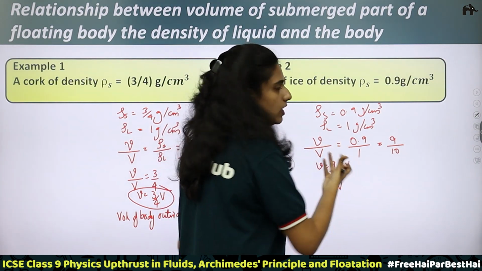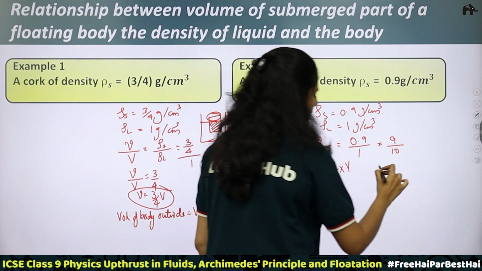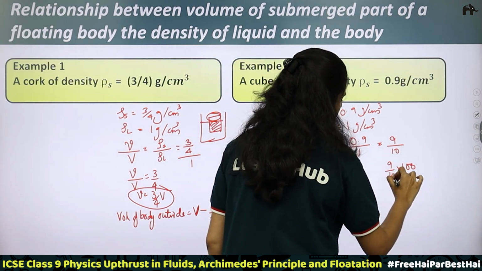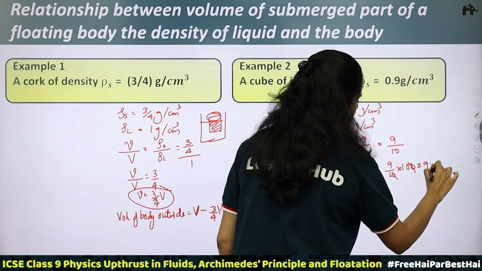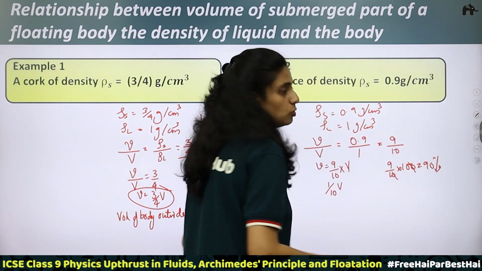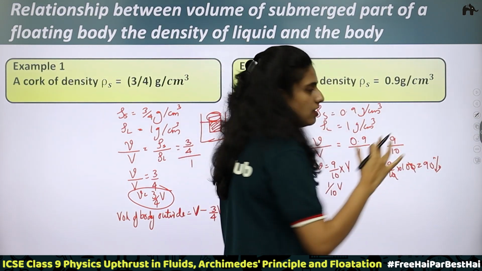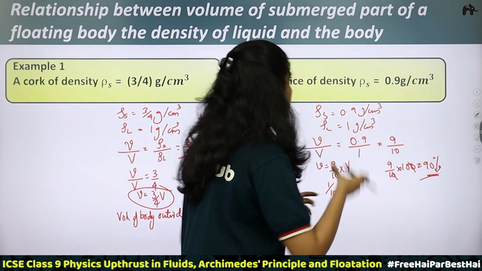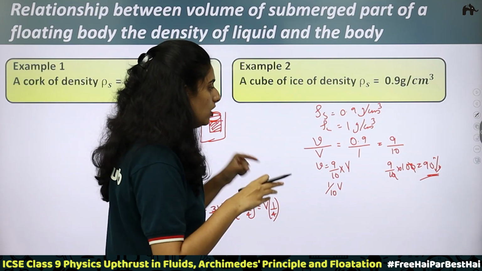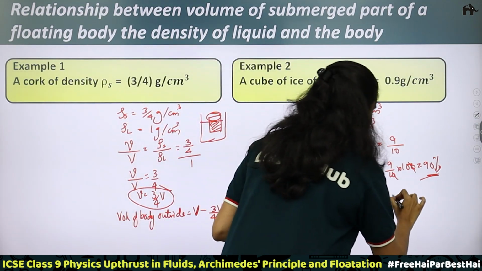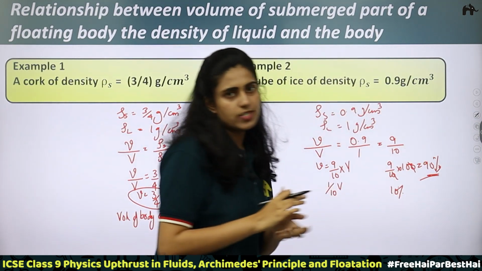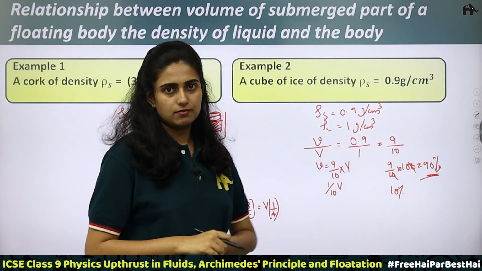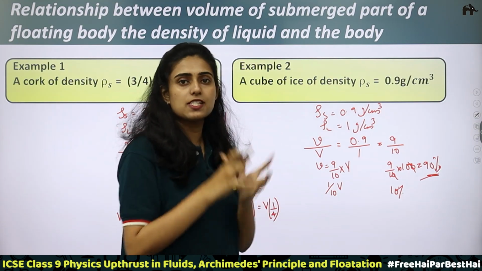So here if you are converting it into percentage, 9 by 10 into 100, that is equal to 90%. To convert a fraction into a percentage, you just have to multiply by 100. Okay, so 90% of the ice cube will be inside the liquid and only 10% will be outside the liquid. Okay, so this is how you can find. You just need to know the relation for the principle of flotation.